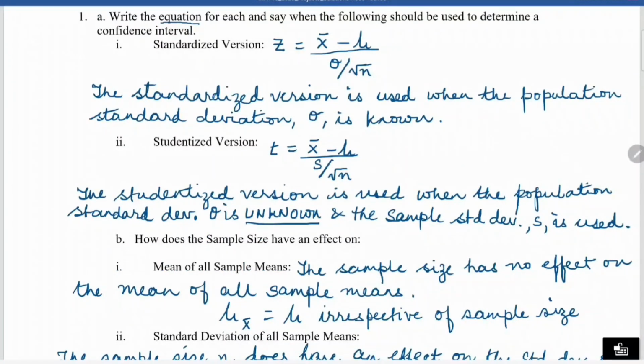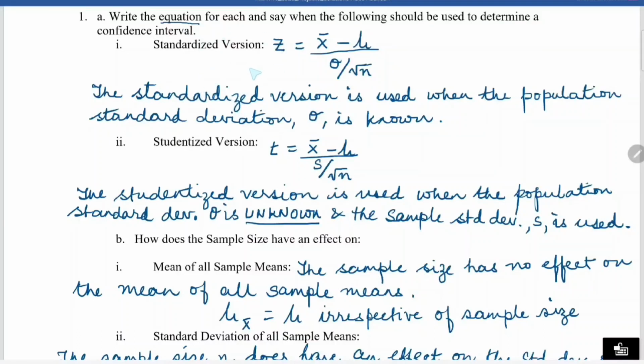Okay, now we will be answering questions from chapter 10, all right, which is the sampling distribution of the sample means. The first question is, write the equation for each and say when the following should be used to determine a confidence interval. All right.